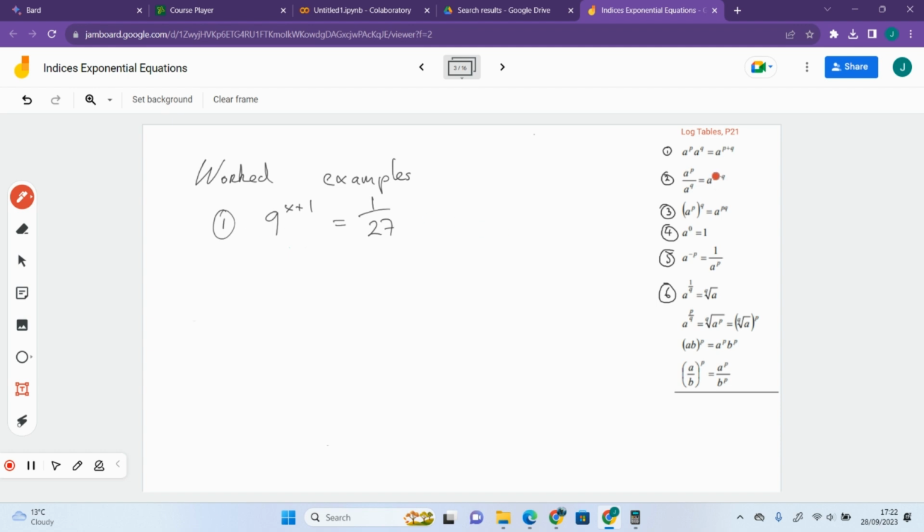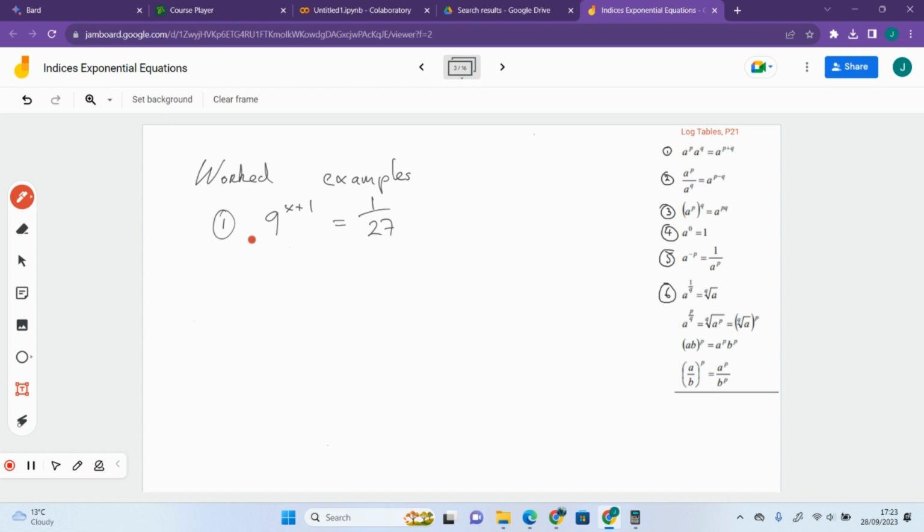Okay, so the worked example here. All of the indices rules that we care about for this are on page 21 of the log tables. For any test you're given, it's not expected that you know these off by heart, but it's expected that you know how to apply them. That's what you do need to know. We'll talk about these as we go through this.